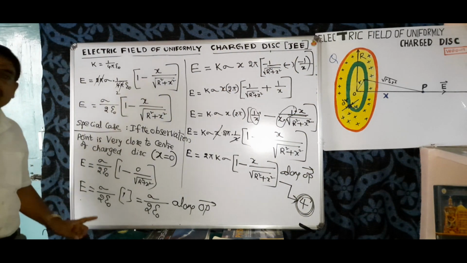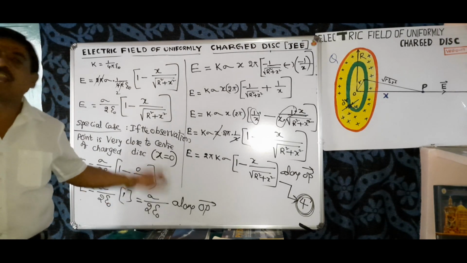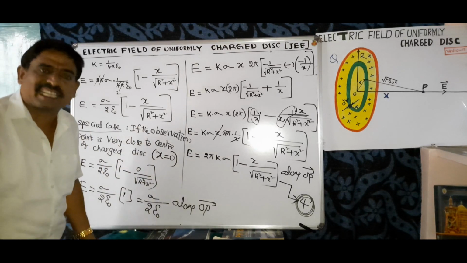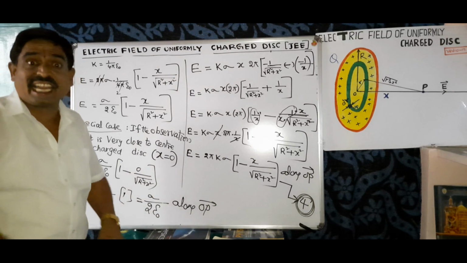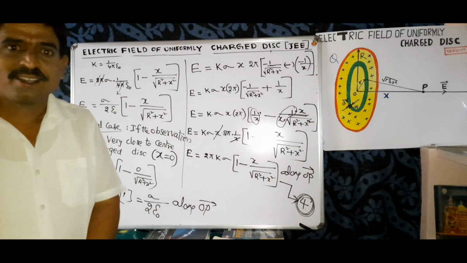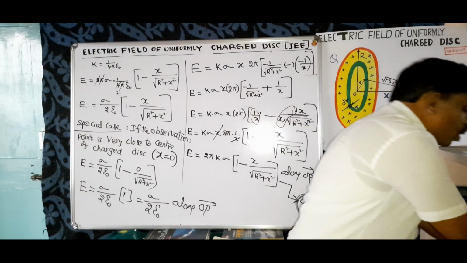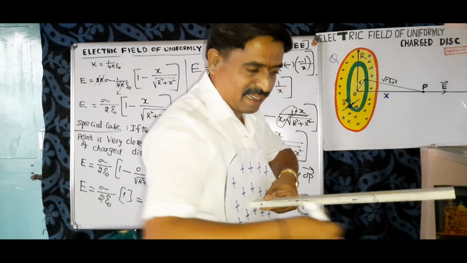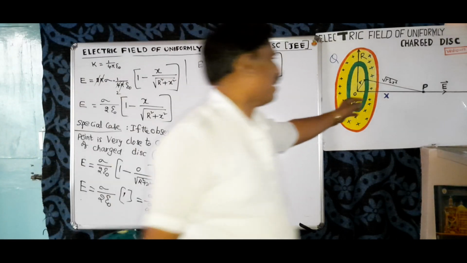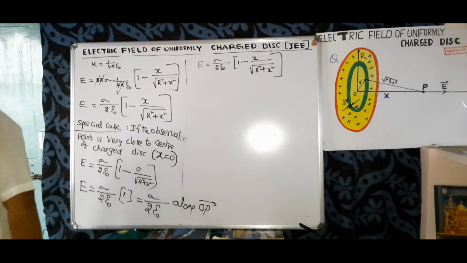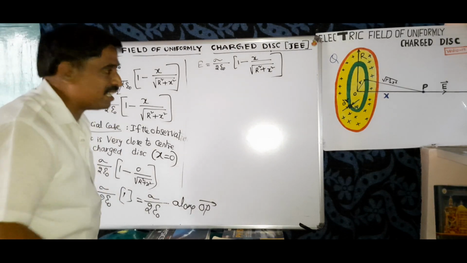Now, the intensity of electric field E is equal to sigma by 2 epsilon naught. This formula is similar to the intensity of electric field of a uniformly charged infinite sheet, right? The direction of electric field is perpendicular to the plane of the charged disk. E is equal to sigma by 2 epsilon naught. The direction of electric field is along OP.